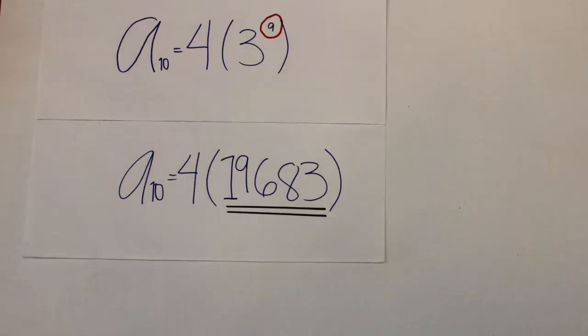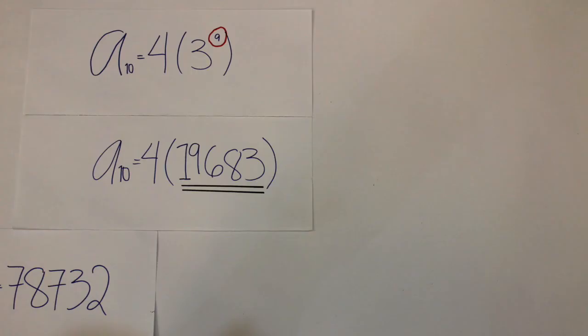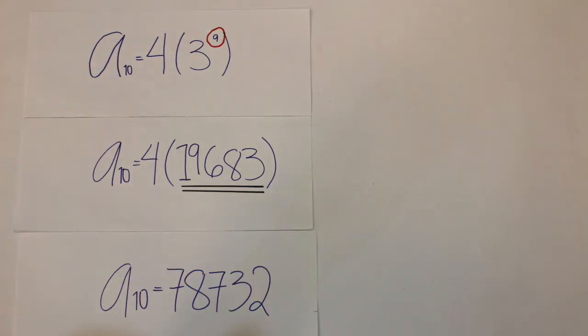19,683. Sixth step, since your a sub 1 is 4 and your 3 raised to the 9th power is now 19,683, you multiply both of them. Since the answer you got by multiplying your a sub 1 by 19,683 is 78,732, then you are now done.